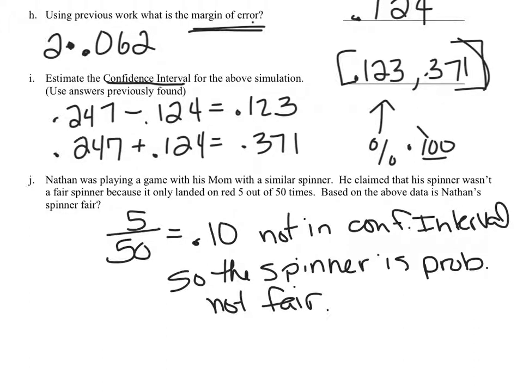Again, you could also take the 50 times and multiply it by 0.123 and 0.371 and see if 5 lies between them. That's the other alternative to doing that, which is why I mentioned this piece.